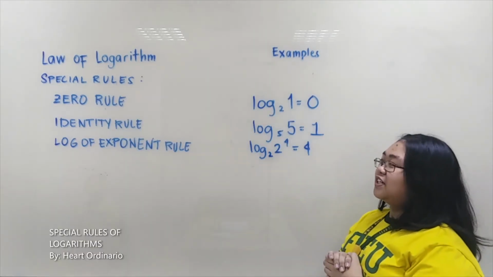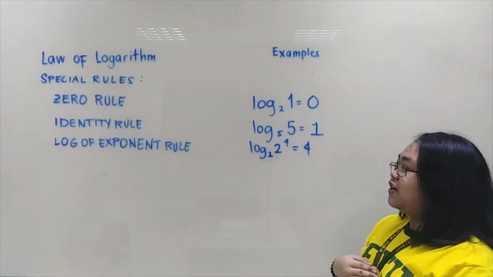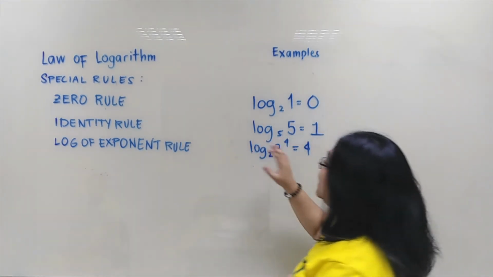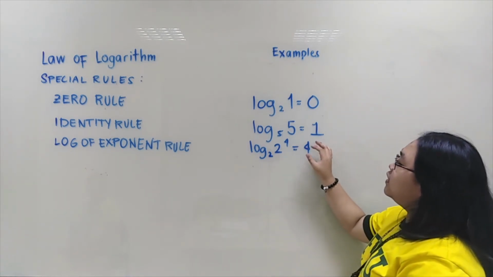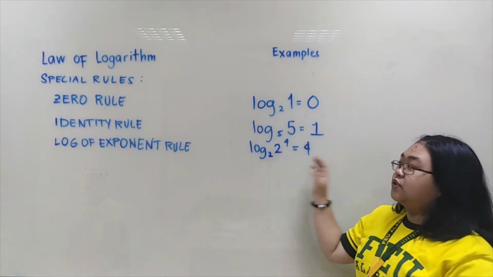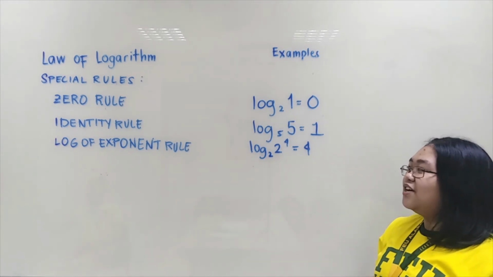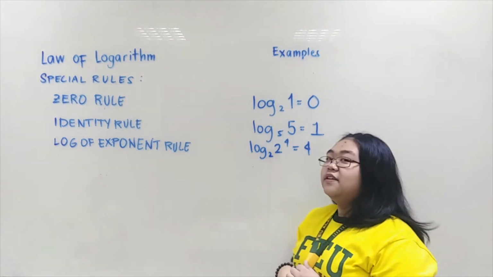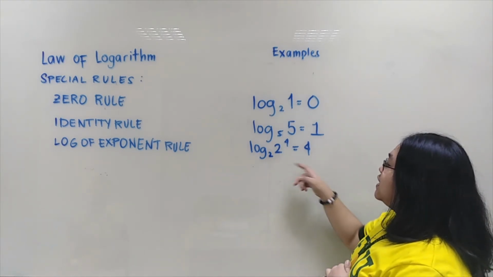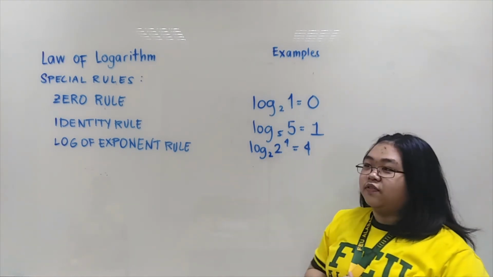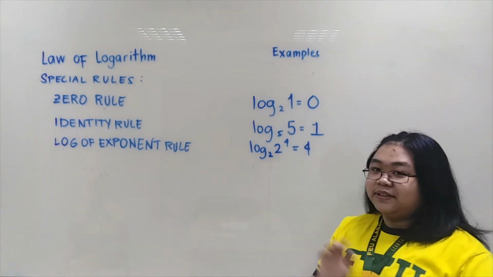I'm here to discuss the special rules under the laws of logarithms. We have here the identity rule. If your base and argument are the same, it is equal to 1. That's why it is called the identity rule. The last one, the log of exponent rule, is quite related to the identity rule because the identity rule has the same base and argument, and so does the log of exponent rule. Therefore, you only need to bring down the base.